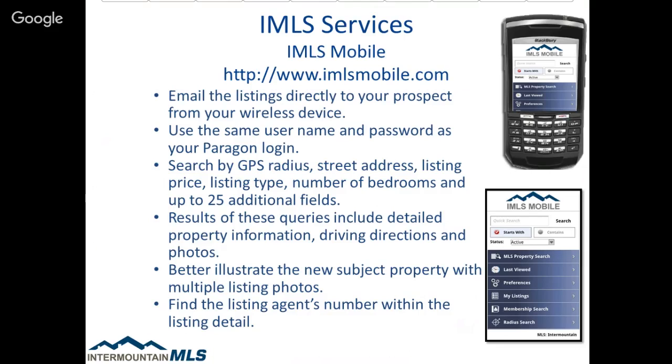You log in with your same information as you do for the MLS. One thing about IMLS Mobile is it's case sensitive. Paragon, the regular login page, isn't case sensitive, but Paragon Mobile is. So if you created your password in uppercase or lowercase, you'd have to have it the same. If your location services are on for your browser, it will use the GPS on your phone to find properties near you. It doesn't bring up a map, but it just uses that information.